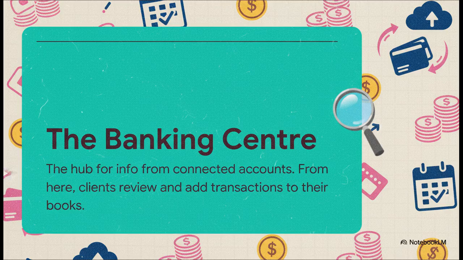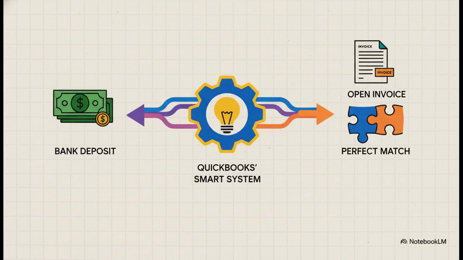It's awesome. And it gets even better, because the system is actually really smart. As your transactions come in, QuickBooks is already looking for matches. So let's say a payment of $500 comes in from a client. QuickBooks sees you have an open invoice for that exact amount to that exact client. It'll just suggest the match for you. All you have to do is say, yep, that's right. It does all the hard work.